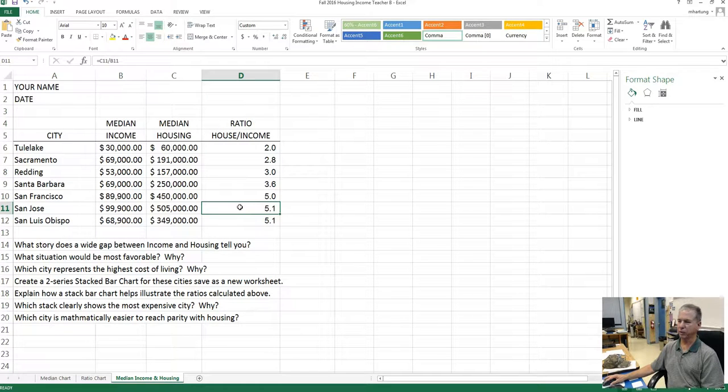So good luck with that. Ask any questions you have, and I hope you found this particular assignment helpful with respect to median income, median housing, and why it is used within our economy to measure these most important economic variables.